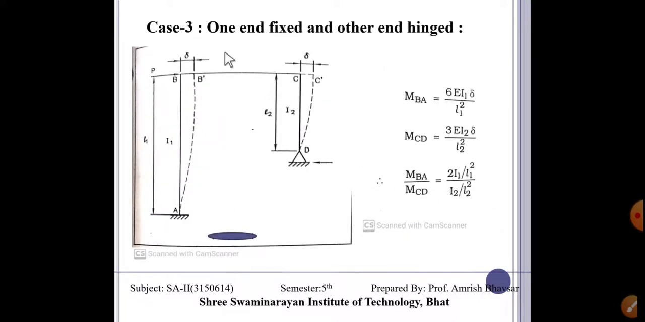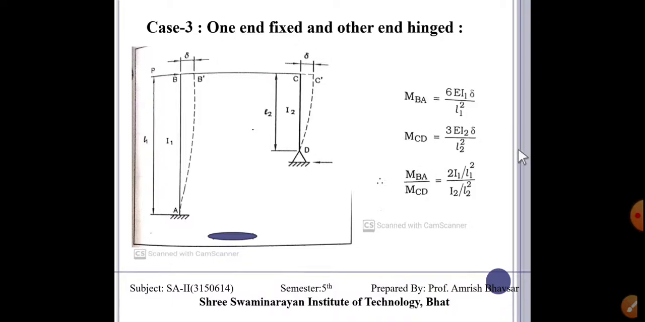Now, one end is fixed and another end is hinged. At that time, the equation is slightly different. MBA is equal to 6 EI delta upon L square, and MCD is equal to 3 EI delta upon L square. Length is different, I is different, then the ratio of this is totally different.